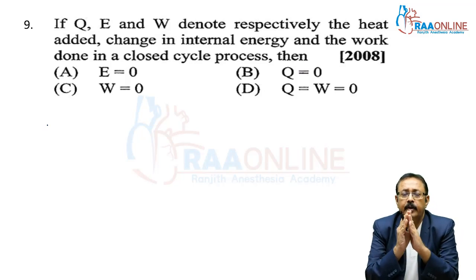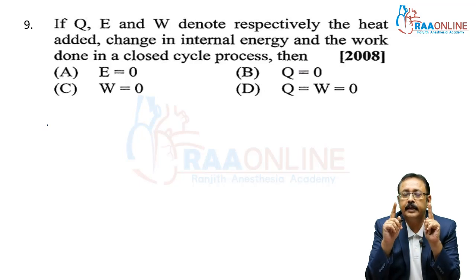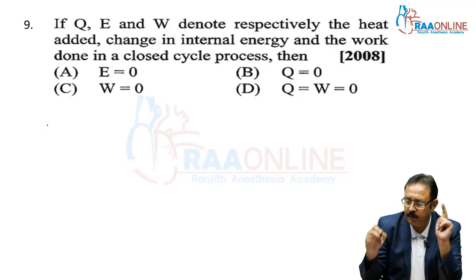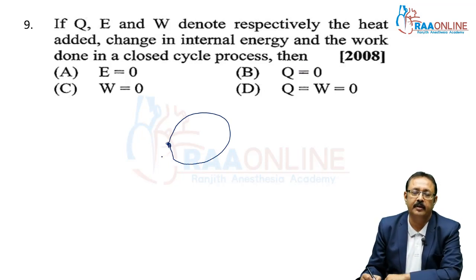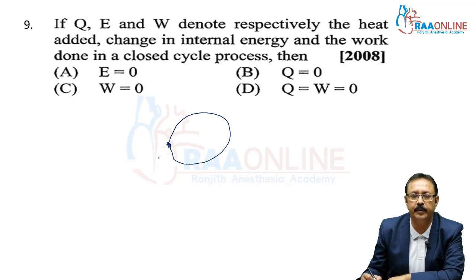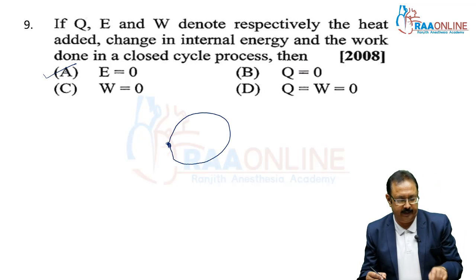Because change in internal energy is not a path function. From where you started, you end at that point, then you can say it is a cyclic process. Since initial point and final point is same, so change in internal energy should be zero only. It means we will go with A.